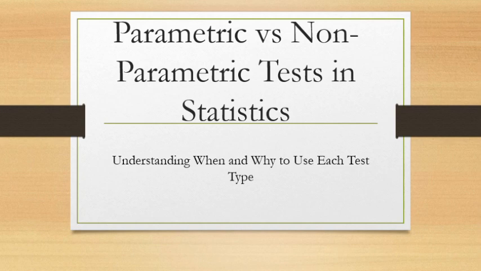Whether you are a student, researcher, data analyst, or just someone diving into statistics, one thing that can easily trip you up is deciding between parametric and non-parametric tests. These two categories are fundamental to how we analyze data and draw conclusions. But how do you know which one to use? What is the difference? And what happens if you use the wrong one?